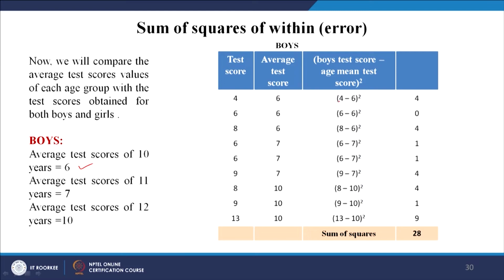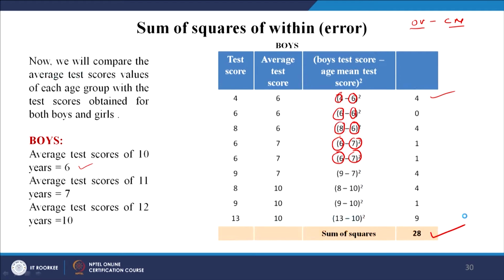So, the first boy got 4, then minus 6, squared. Then 6 minus 6, squared. I hope you are understanding, this is the observed value minus the column mean, okay. Observed value 4, column mean 6; observed value 6, column mean 6; observed value 8, column mean 6. Second case, for the 11-year age, observed 6, column mean 7. So it goes on, right. When I take the square, 4 minus 6 is minus 2, square is 4. So, this sum of squares comes to 28.